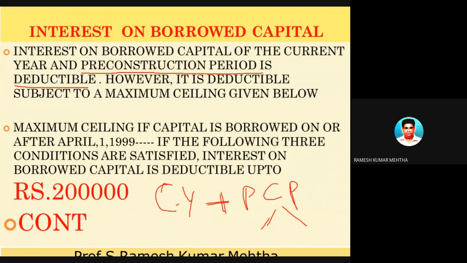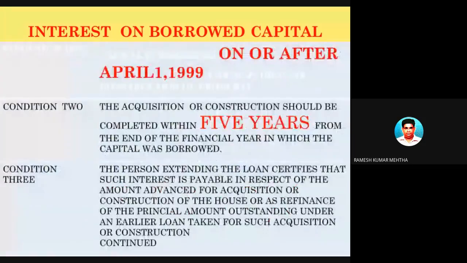If you have borrowed the capital for the purchase or acquisition of the house property, and this amount is borrowed on or after 1/4/1991, then if the following three conditions are satisfied, a maximum ceiling of 2 lakh rupees can be allowed as a deduction under section 24 as interest on borrowed capital for the purpose of construction or acquisition or purchase of house property. Now, what are these conditions? These conditions are very, very important. Condition 1, 2, and 3.